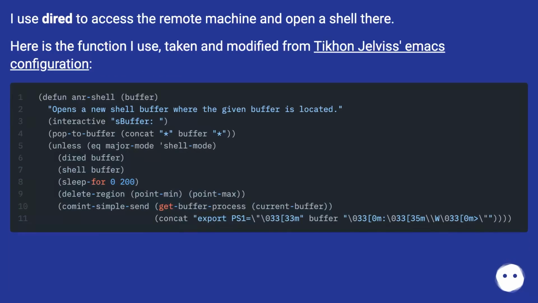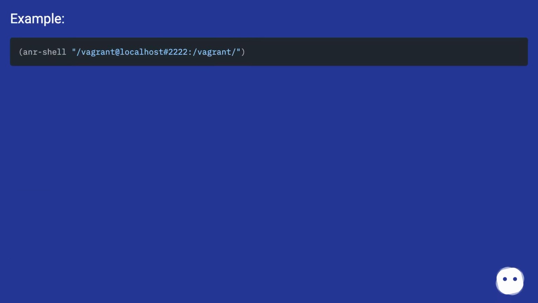I use dir to access the remote machine and open a shell there. Here is the function I use, taken and modified from Tycoon Jelvis Emacs configuration. Example.